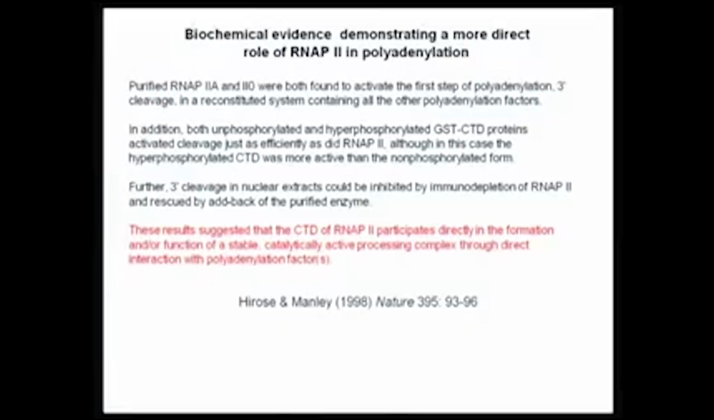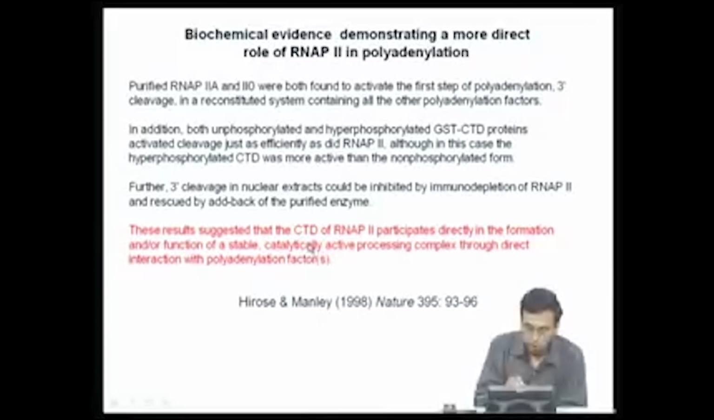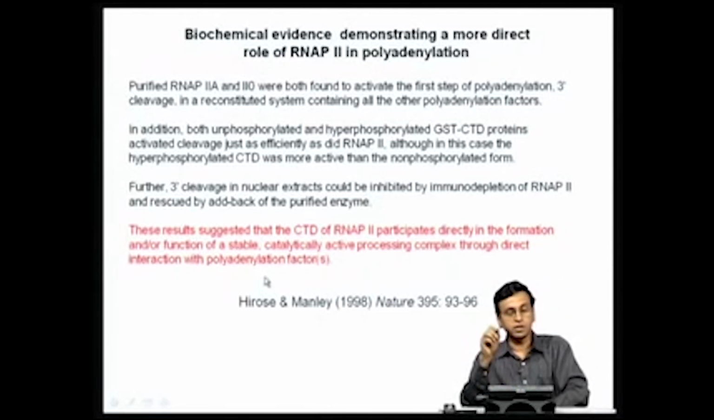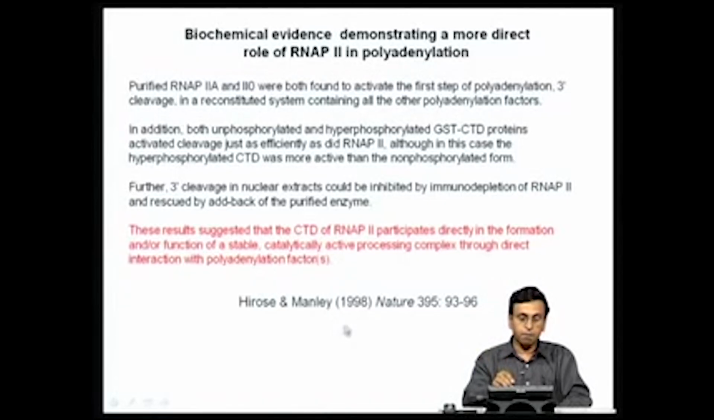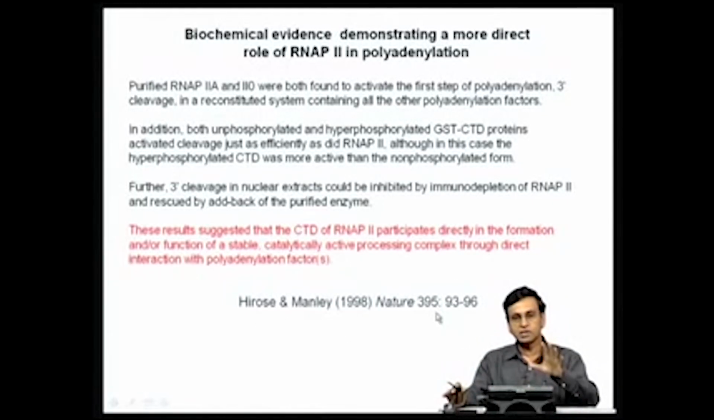So, all these kinds of experiments clearly suggested that the carboxyl terminal domain of RNA polymerase II participates directly in the formation of a stable catalytically active processing complex through direct interaction with the polyadenylation factors. A person called James Manley played a very important role. He has published a number of papers to study polyadenylation factors, mechanism of polyadenylation, development of cell-free transcription system and so on. I have just shown one of the key papers which was published in late 1990s to demonstrate the link between RNA polymerase II and polyadenylation.